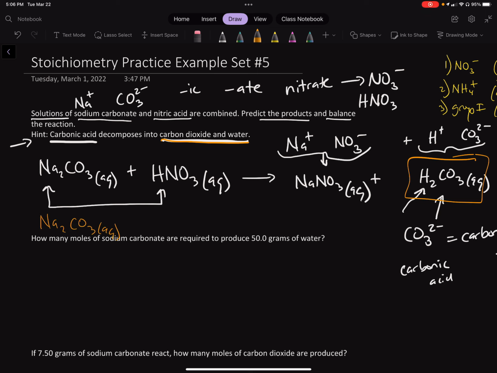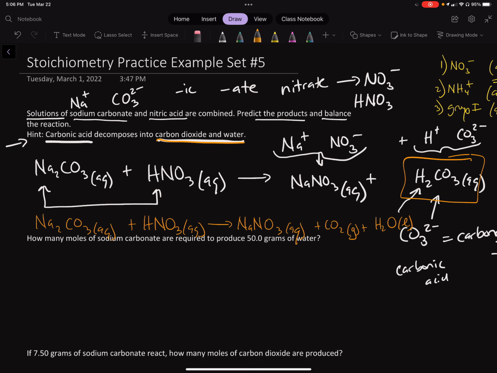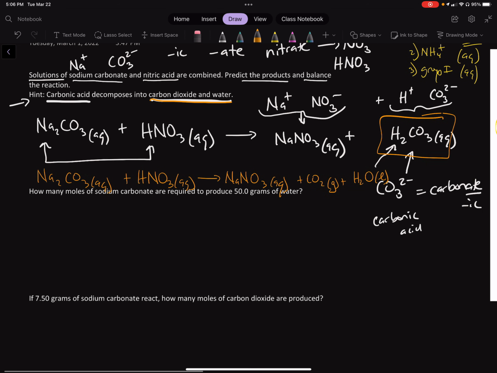Na2CO3 aqueous plus HNO3 aqueous yields NaNO3 aqueous. And then instead of writing H2CO3, the carbonic acid, we're going to write carbon dioxide gas plus liquid water. So that's the actual chemical reaction. That's like the final answer for just the chemical reaction.